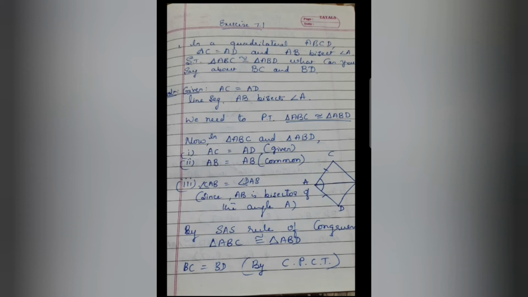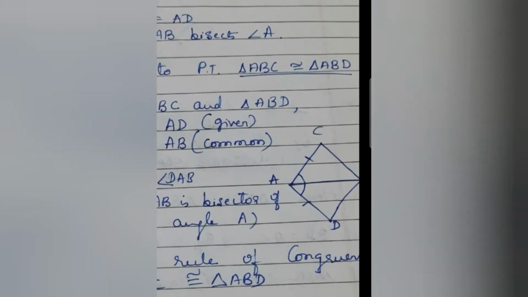In a quadrilateral ABCD, AC is equal to AD and AB bisects angle A. Show that triangle ABC is congruent to triangle ABD. What can you say about BC and BD? So this is the question, and this is the figure.